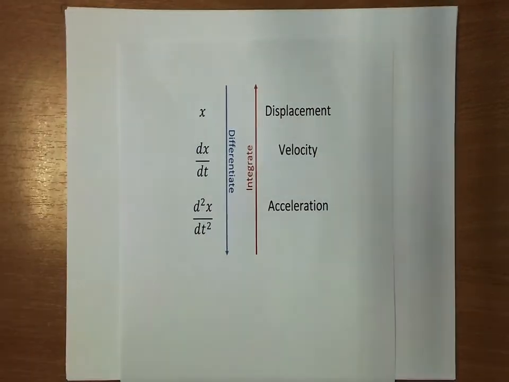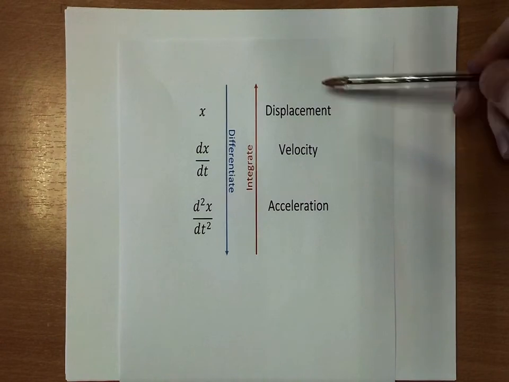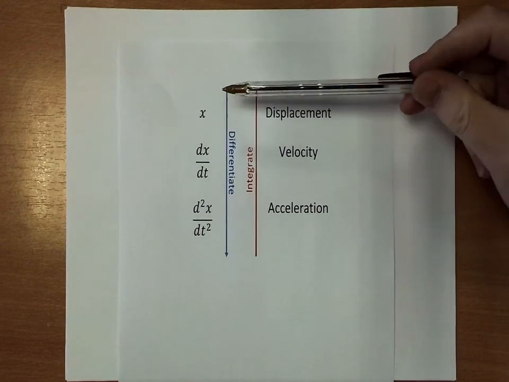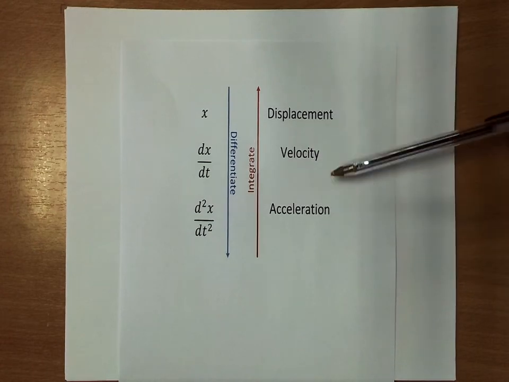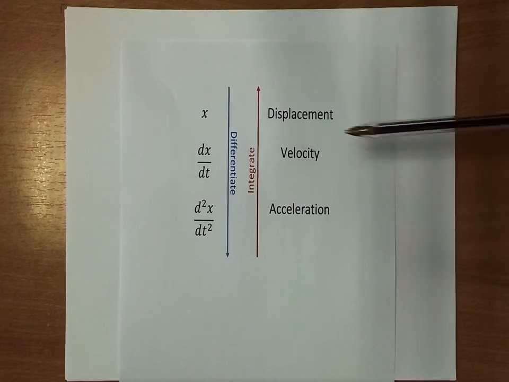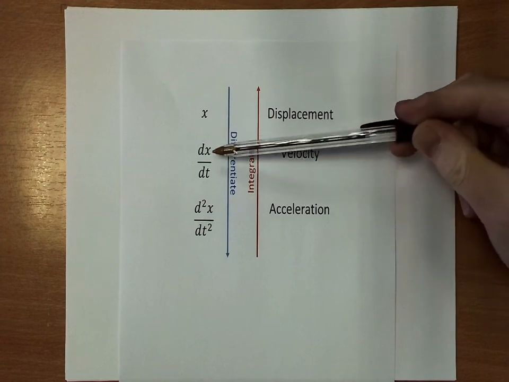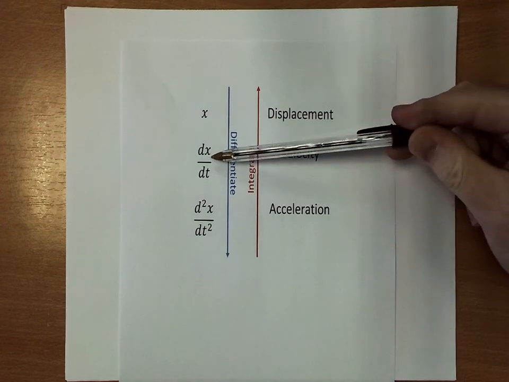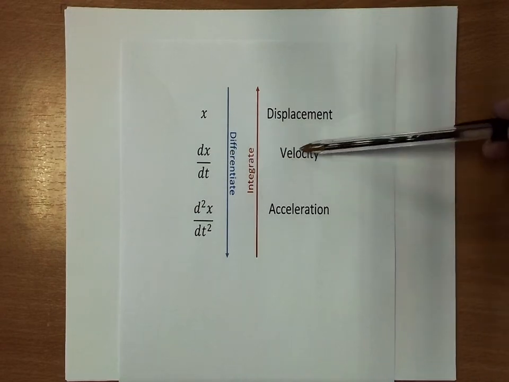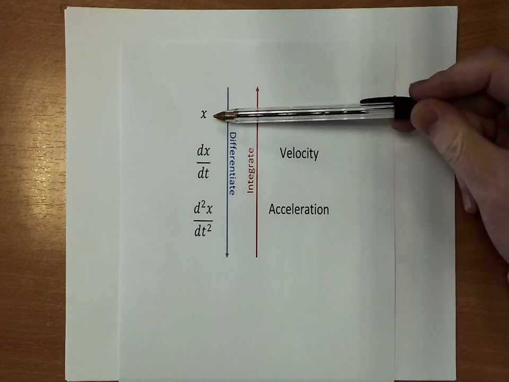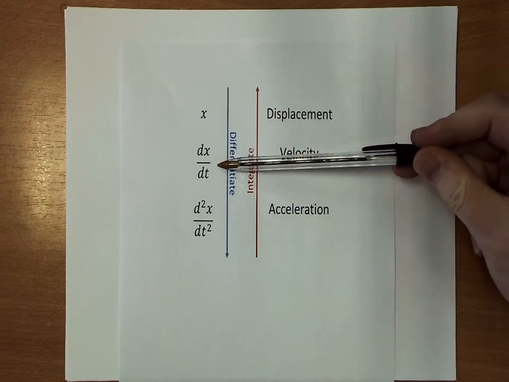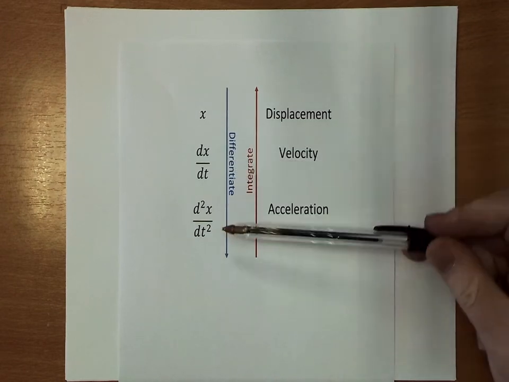So if we start with displacement being a function of x, the change in x over the change in t will give you velocity. So the change in distance over change in time is velocity. The change in velocity, so the difference of the difference in x over the difference in time, so basically take the second differential, you're going to get acceleration. So differentiating our displacement gives us velocity, differentiating our velocity gives us acceleration.